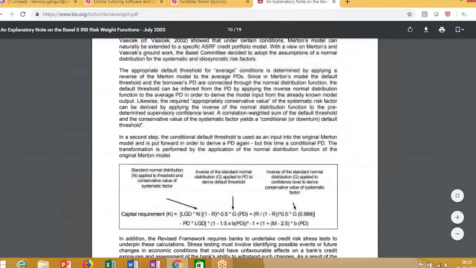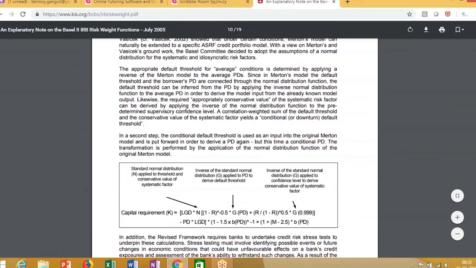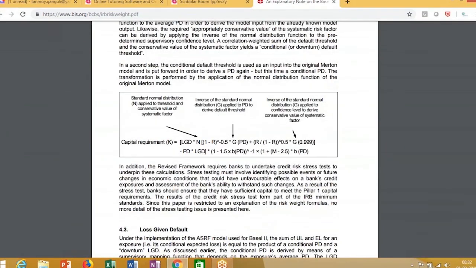This is your ASRF framework, and this is where the computation of your capital requirement is. It comes from the Vasicek model, you develop your ASRF framework, and from there you do the transformations and get to this part. I'll not be going into the derivation of this at this point in time. I'll come to it later. Right now, we'll talk about the capital requirements, or the role of PD, LGD, EAD in this particular exercise.